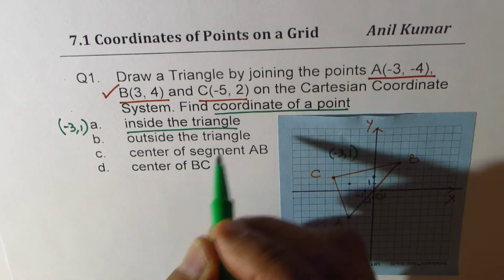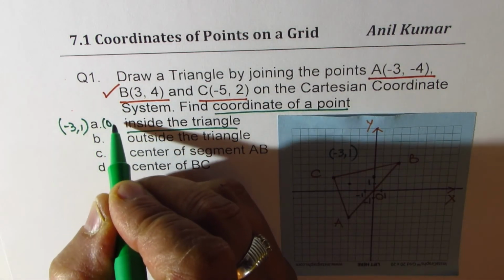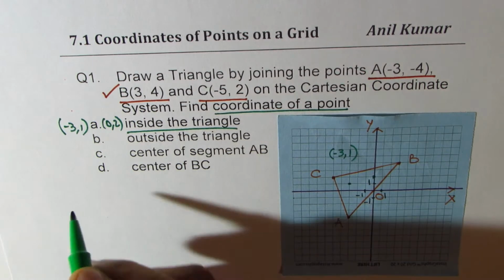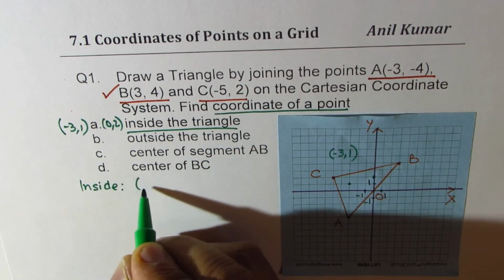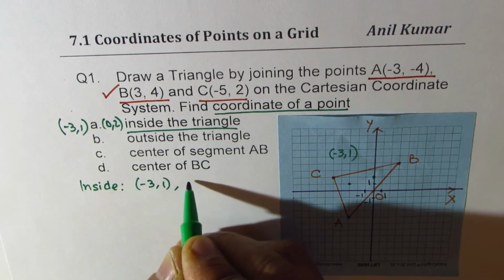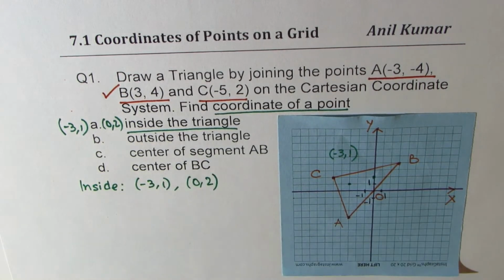So let me give this point as 0, 2 as another point. So let me write down here, inside triangle will be -3, 1 and 0, 2 for example. Correct? Now let's look into some other points which is outside the triangle.